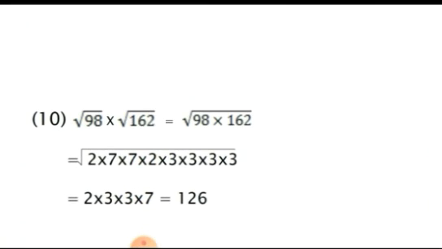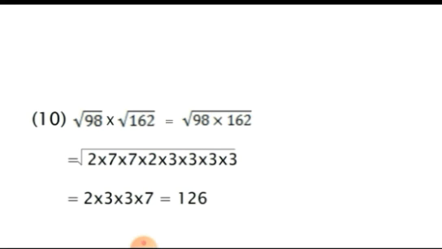Question number 10. Square root of 98 into square root of 162. Here also, first you write one square root sign and write 98 into 162. Find the square root of 98 by the prime factorization method. 2 into 7 into 7. Then find the square root of 162 by the prime factorization method. So 2 into 3 into 3 into 3 into 3.